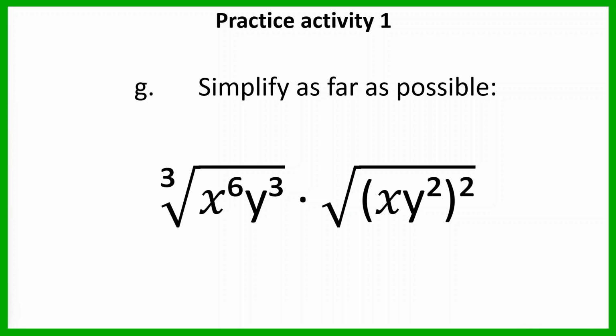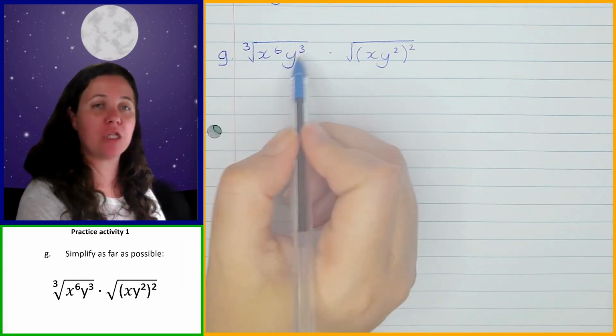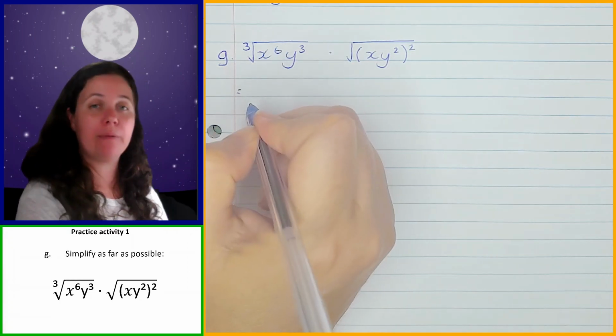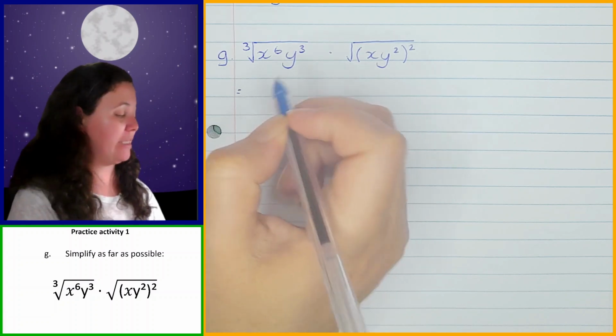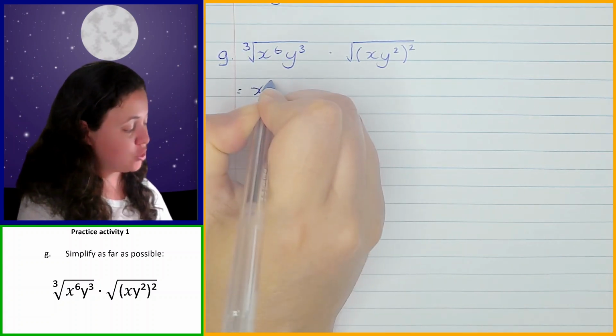Okay, so let's go through that and see what you should have got. Right, so the first thing we're going to do over here is sort out this cube root. So I've got the cube root of x to the power of 6. When I'm taking a root of a power, I'm going to divide the exponent by the root index. So I'm going to divide the 6 by 3, and that gives me x to the power of 2.